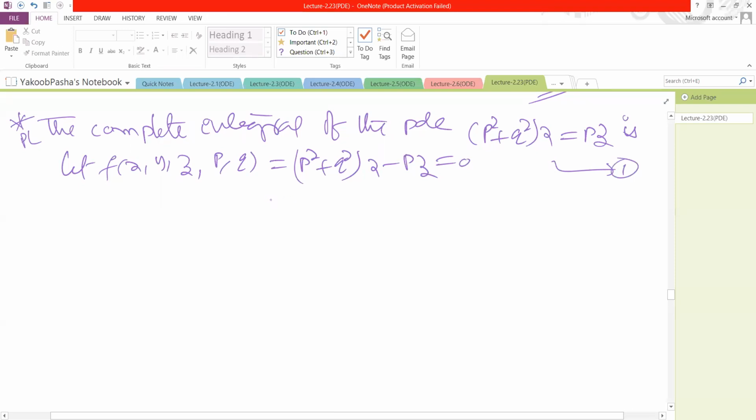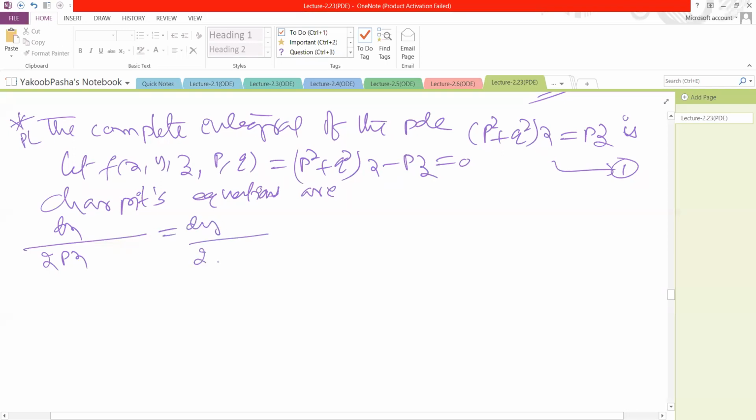Now write Charpit's equations. Charpit's equations are dx by fp, which means 2px, and dy by fq, which means 2qx. dz by p into 2px plus q into 2qx, minus z also. Yes sir, it is minus z also.